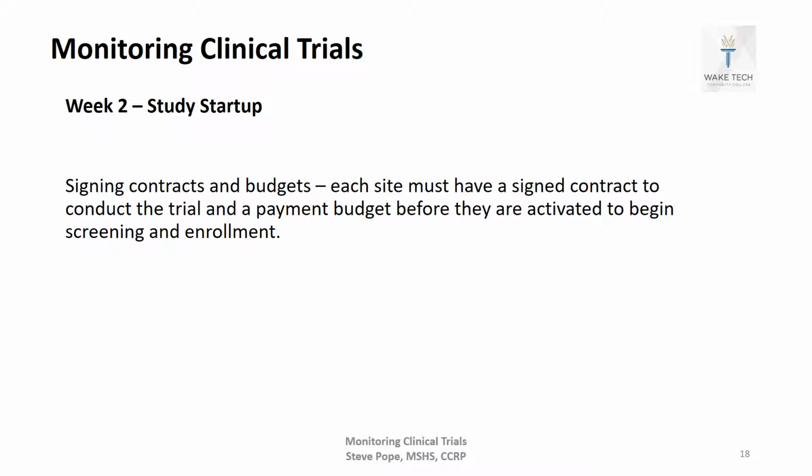The sites and the sponsor are going to sign contracts and budgets. Each site must have a signed contract to conduct the trial and a payment budget before they're activated to begin screening and enrollment. Ordinarily, your finance and your legal teams will be involved in this, so CRAs probably don't have a lot to do with this process, but I do want to make sure that you're aware that this would be done during the startup stage and prior to a site being activated.